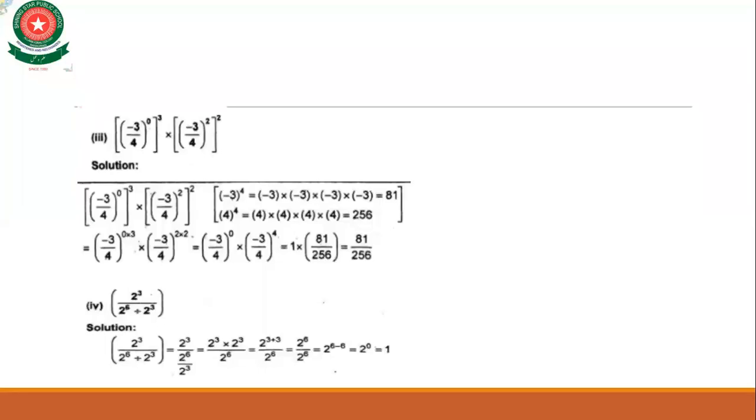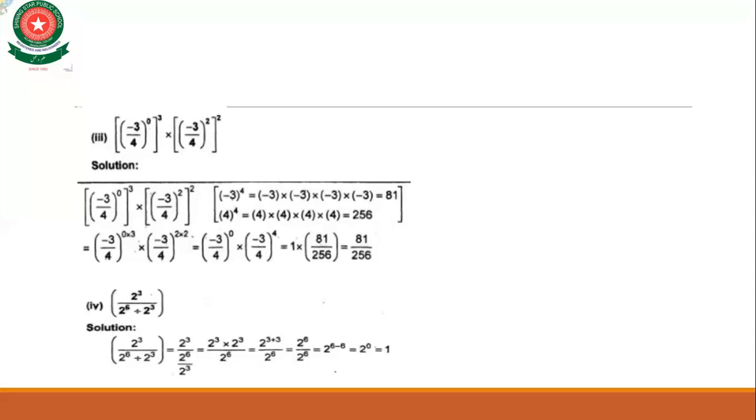Now the third part is minus 3 by 4 whole power 0 into 3 multiplied by minus 3 by 4 whole power 2 into 2. So the solution is minus 3 over 4 power 0. It means first of all we have to multiply 0 into 3, and 2 into 2.